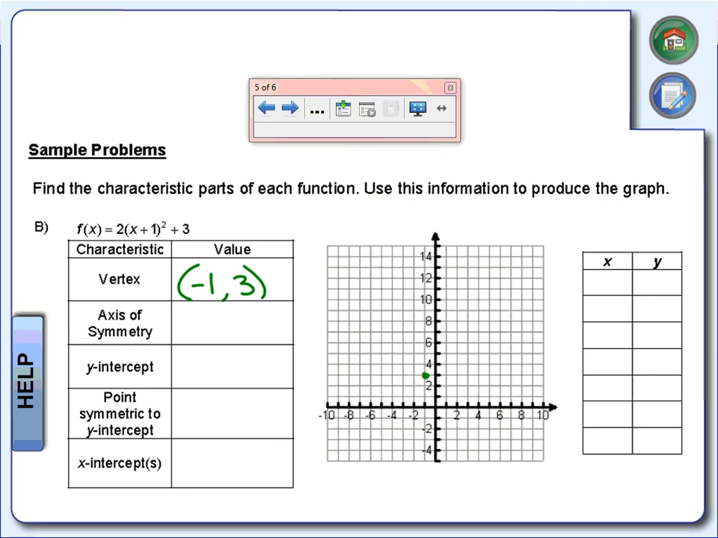The next thing I'm going to look for is the axis of symmetry. I'm looking for that line that's going to cut the graph in half. According to our notes, it's x equals h. Well, we already found h. It's the same number I have in my vertex, -1. h is the first number. So you're going to come over to your graph and draw that vertical line, that axis of symmetry. You're just going to draw a dotted line right through the -1. That's where we're going to cut the U shape in half.